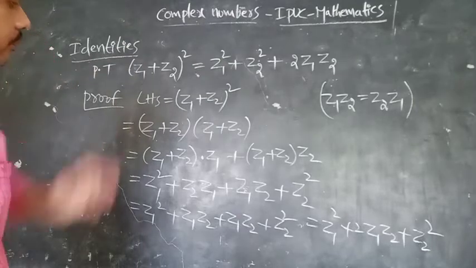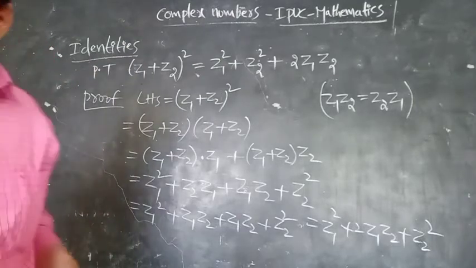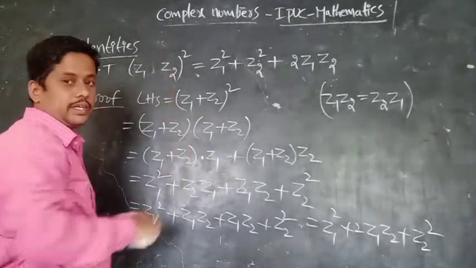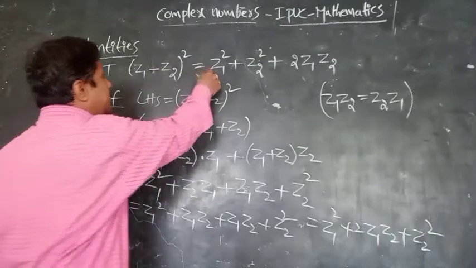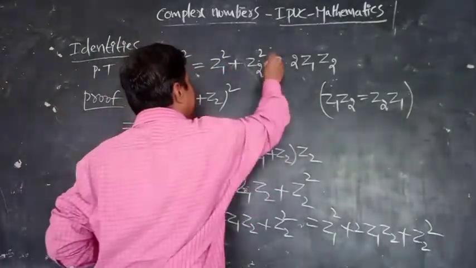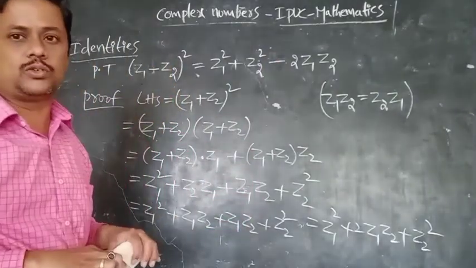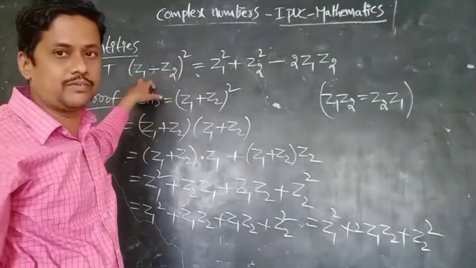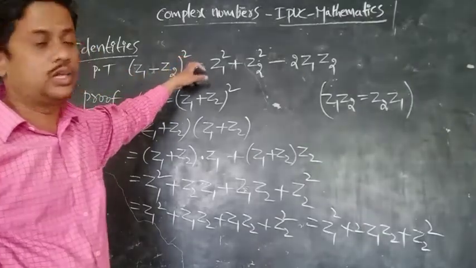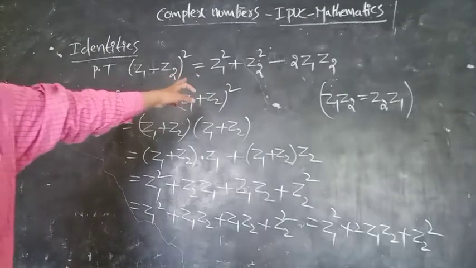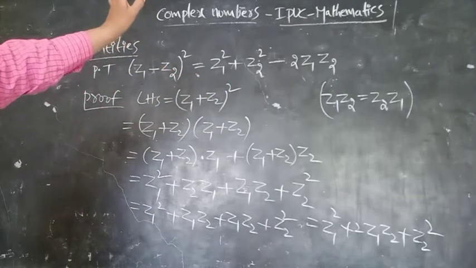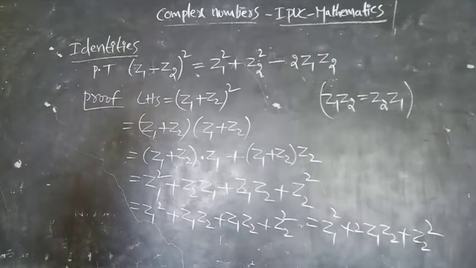If minus is there, then minus by minus. This is the second identity: (Z1 - Z2) whole square is equal to Z1 square plus Z2 square minus 2Z1Z2. Like that some other identities are also there.